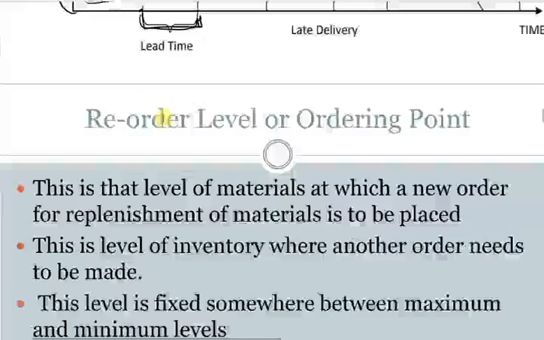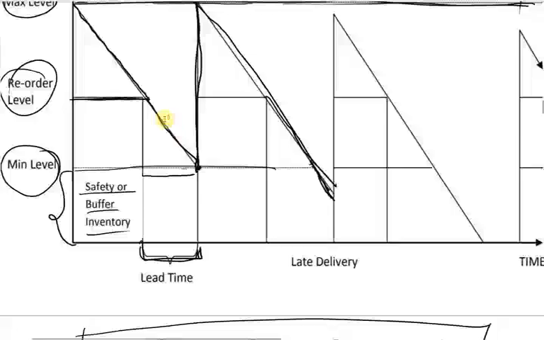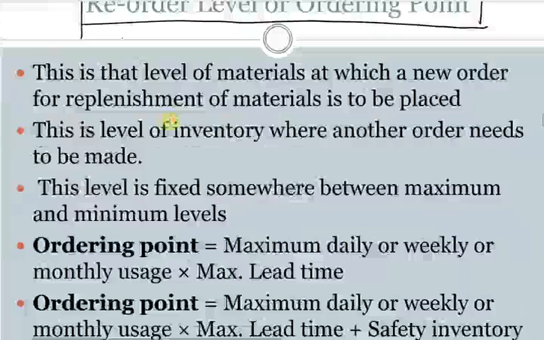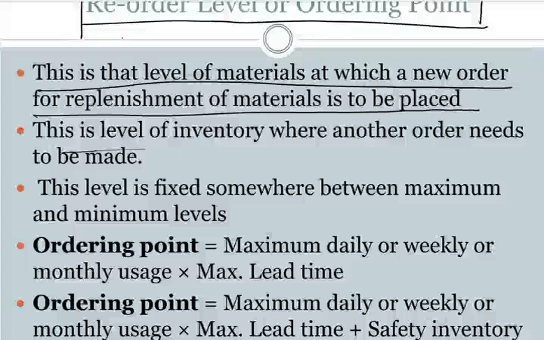So let us talk about reorder level or reorder point. These are terms that are there. We looked at this here, reorder level. So what is this reorder level? This is the level of material at which a new order for replenishment of material is to be made. In another way, this is the level of material where you need to make another order. So at what level of material should I make another order? When I'm remaining with 2 bags, when I'm remaining with 3 bags, so that's the order level.